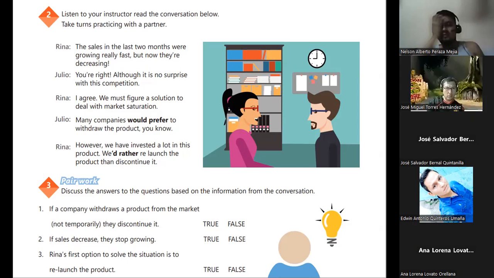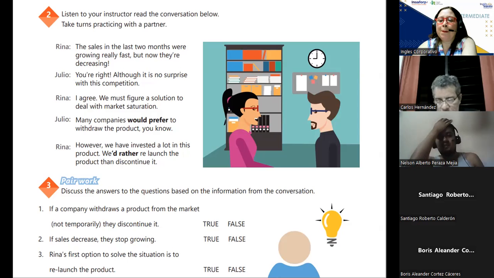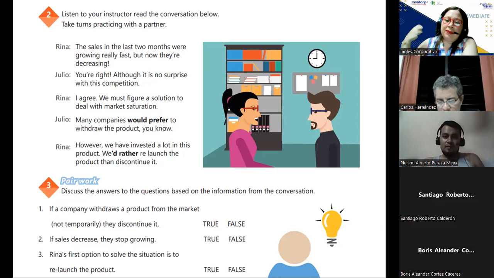I don't know what's the meaning of withdraw. Withdraw, to take out. For example, you go to the bank and then you withdraw your money from your savings account. Ah, "retirar". Yes. Okay, thank you.